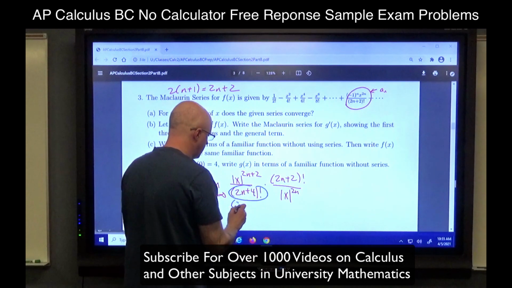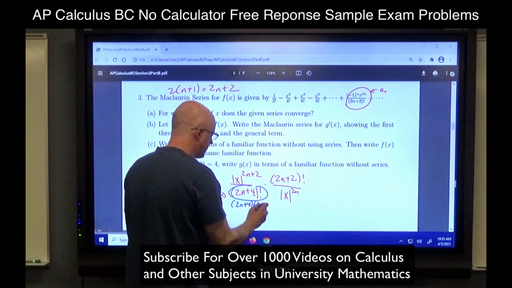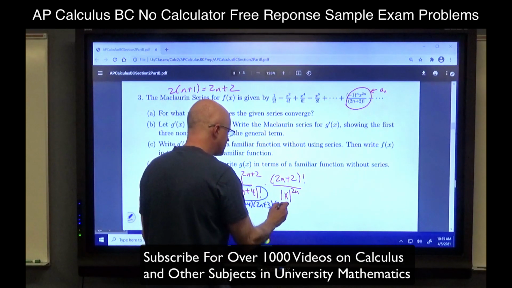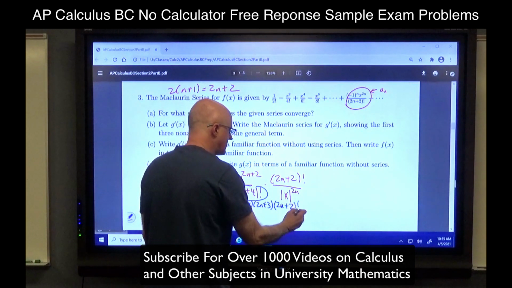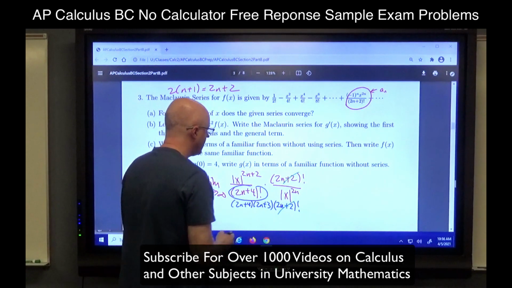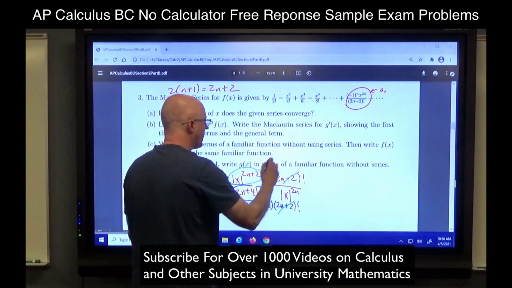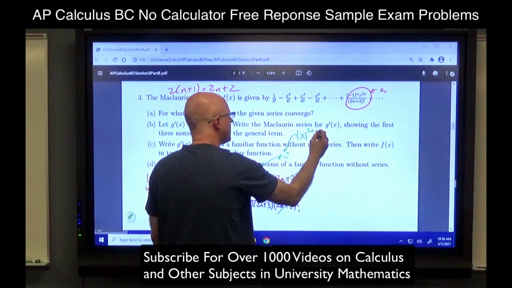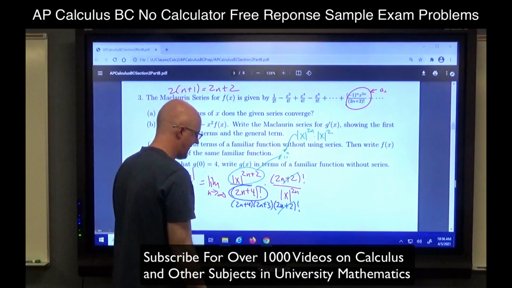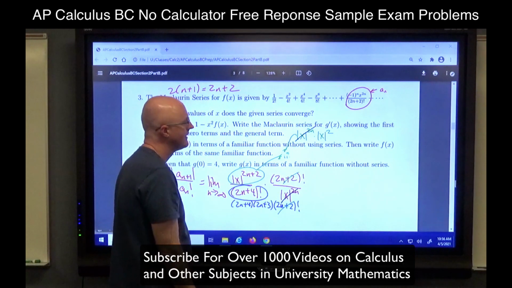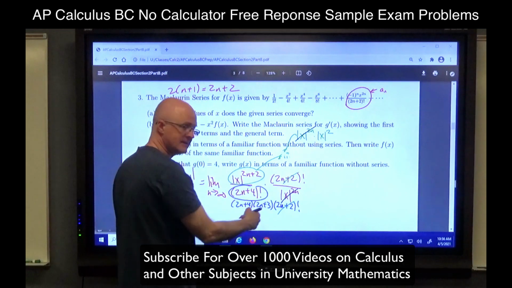This is the same as 2n plus 4 times 2n plus 3 times 2n plus 2 times 2n plus 1, etc. But hey, 2n plus 2 times 2n plus 1, etc., is the same as 2n plus 2 factorial. So this cancels with this. And raising this to that power is the same as this. And that means this cancels with that, and you're left with the absolute value of x squared over this.